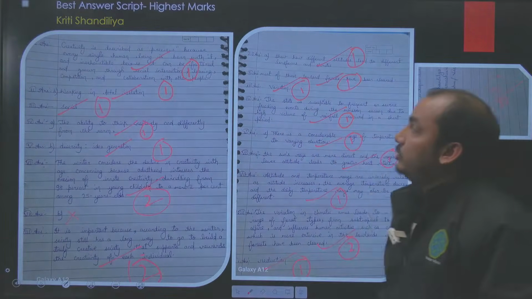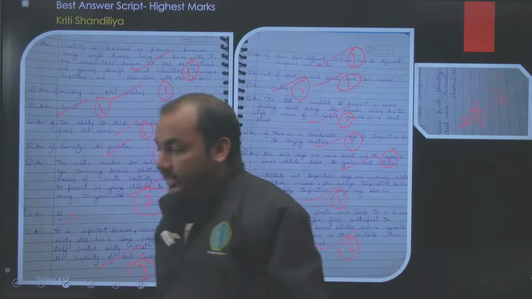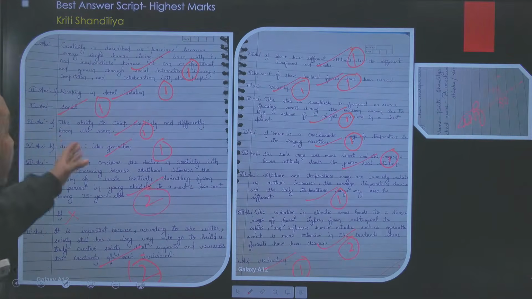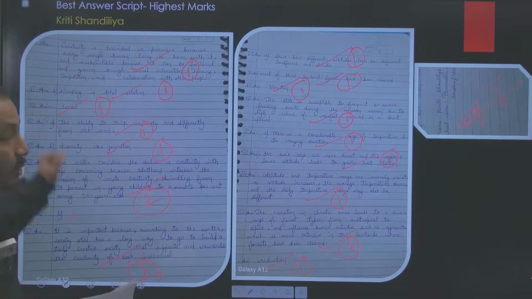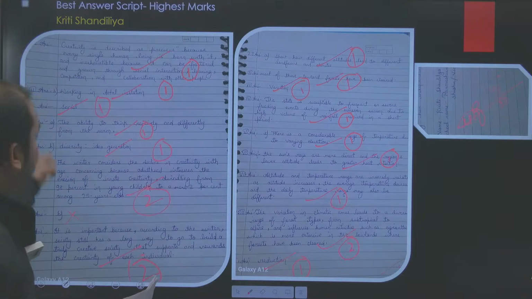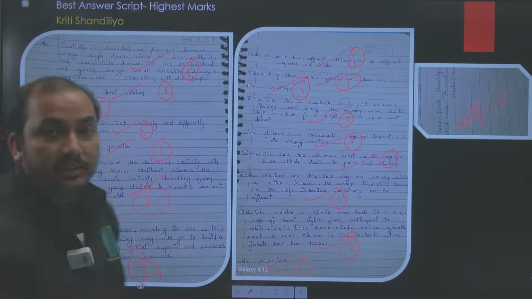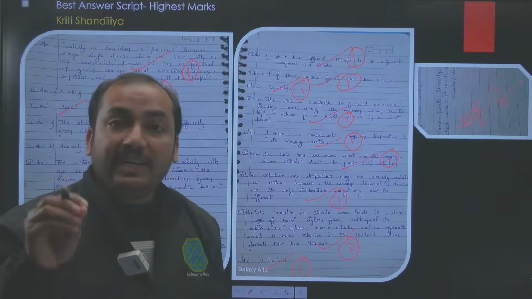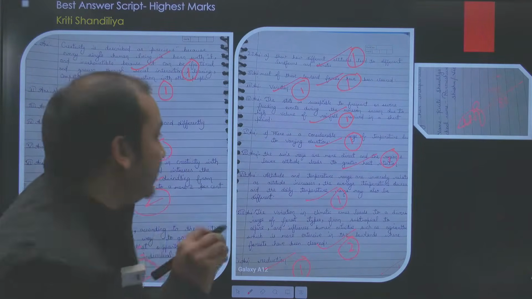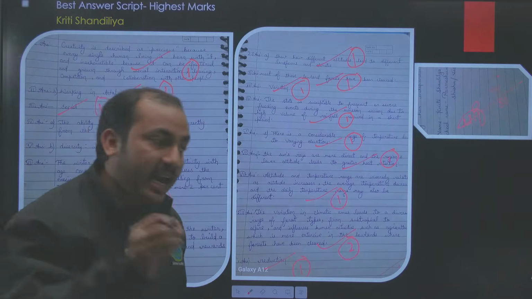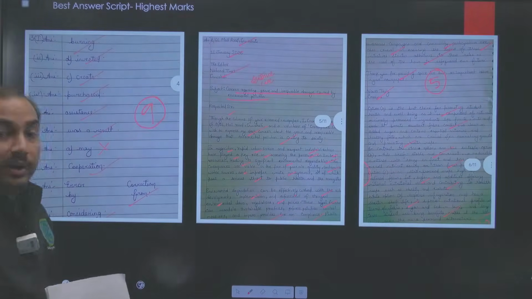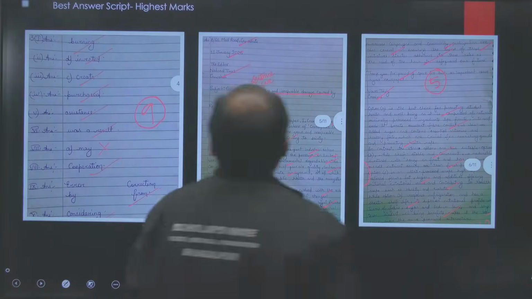Best answer script, highest marks, Kirti Shandilia's answer paper. You can see how she has attempted. She has attempted all the questions very well, and here you can see how she answered them. These answers are from the passage. You can view this copy. The best thing she has done in her answer writing is that she has written everything accurately and precisely, and she has not given lengthy answers, but answered exactly as per the context. You can see an overview of her answer paper, how well she has written everything.